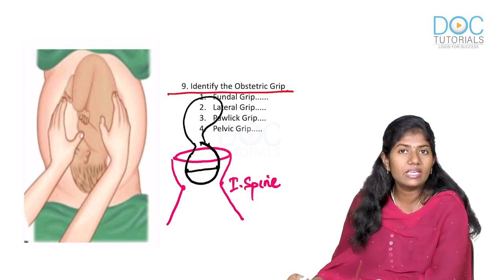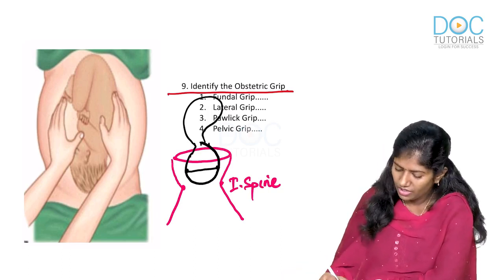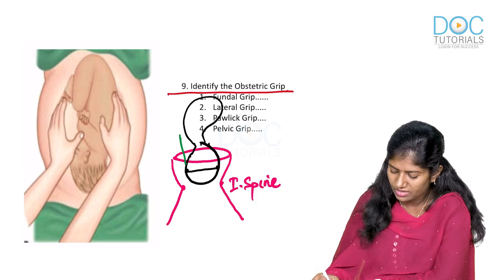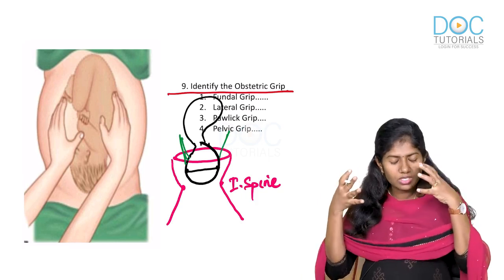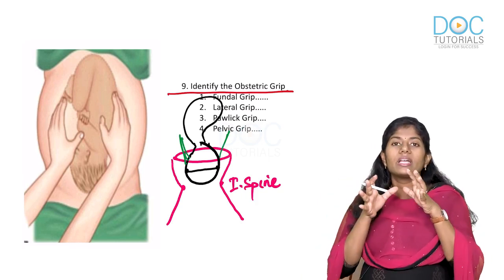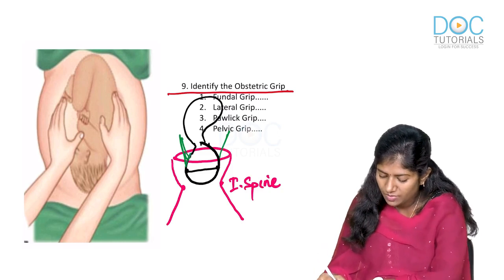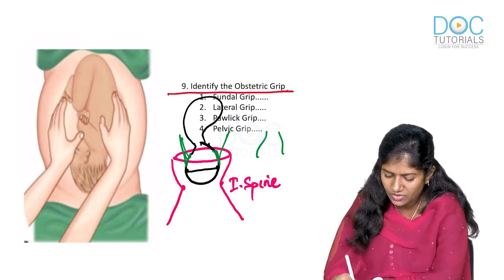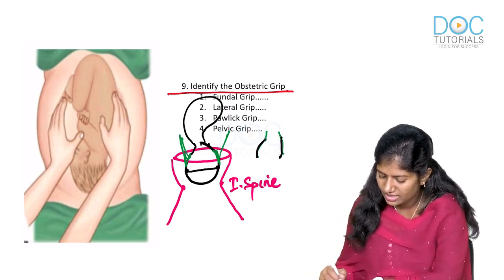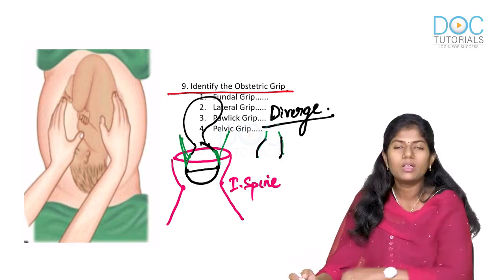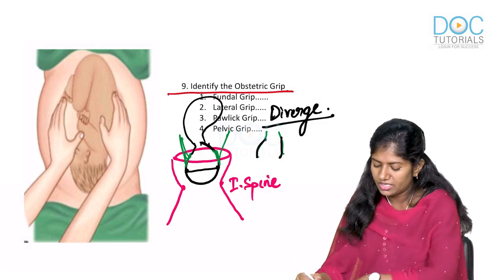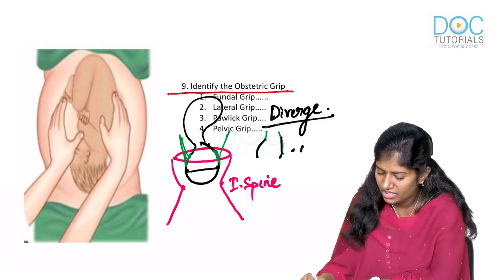So when the head is engaged, please remember, when you insinuate your fingers on either side to hold the head, your hands will diverge because the maximum transverse diameter has crossed the brim. See, the shape of the head is like this only, no? The hands will go like that, okay? The hands will diverge. So if the hands diverge, then it is suggestive of engaged head.